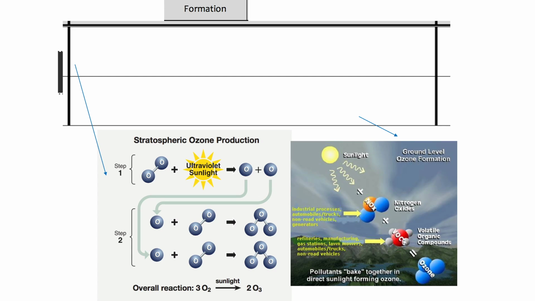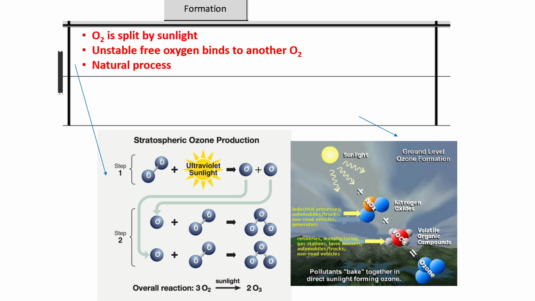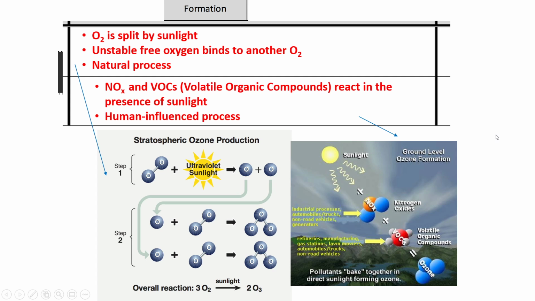So here's an idea, very basic formation. O2 is split by the sunlight, so we get this ultraviolet sunlight that actually breaks oxygen into O plus O instead of O2. It makes it unstable, and the unstable free oxygen will actually bond onto another oxygen. So you get an idea here. We start with O2, the sunlight actually breaks that bond apart, and each of those individual atoms of oxygen can now bond with an O2, making O3. And it's a natural process. This happens in the stratosphere all the time.